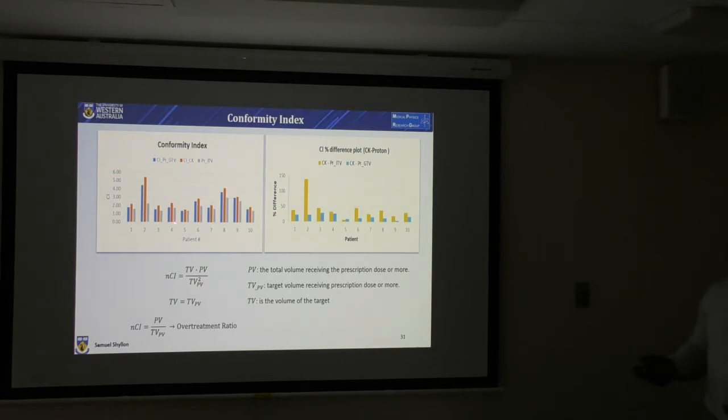And we can see that for all the plans, this is greater than 1, which indicates that both the CyberKnife and the proton plans have some level of over-treatment. However, it is greater for the CyberKnife plans, which means that for the CyberKnife plans, there's a greater amount of dose spillage into the surrounding normal tissue, which is a direct consequence of the CyberKnife plans being hotter.